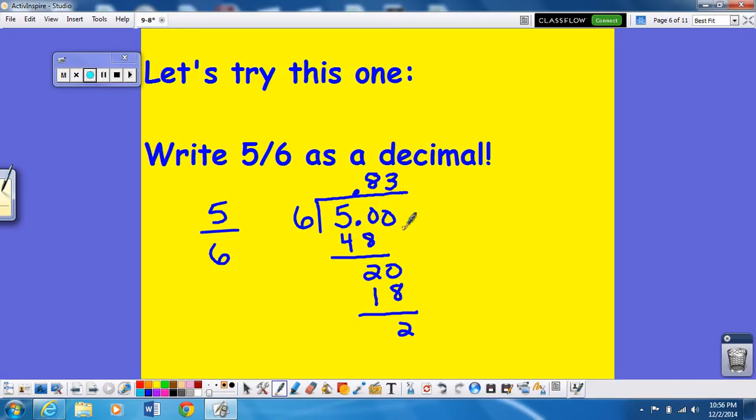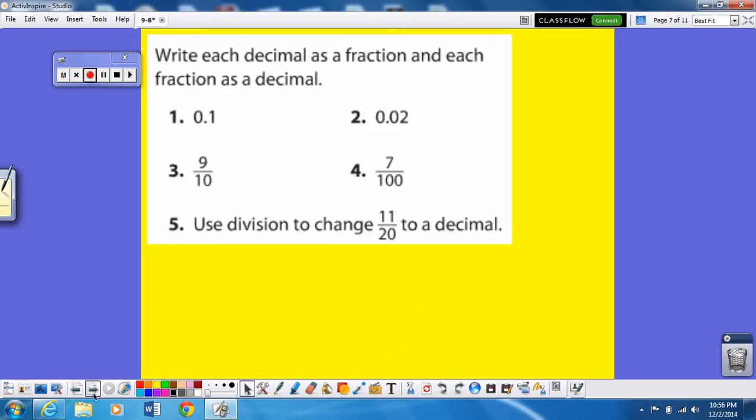Still have a remainder, so let's add one more 0 and see what happens. 6 goes into 20 3 times. 3 times 6 is 18. I'm still going to end up with a 2. So we know that this is going to repeat. We call this a repeating decimal. So you can always round it to the hundredths place. So 5/6 as a decimal would be 0.83, or you could even draw the line over the top of the 3 that shows that that 3 is just going to keep repeating. We could keep adding zeros, and the 3 would just continue.